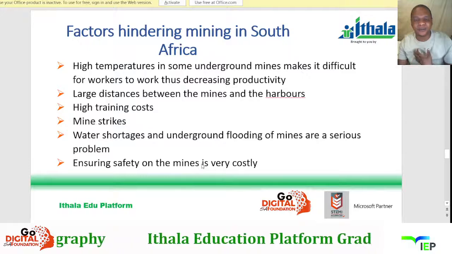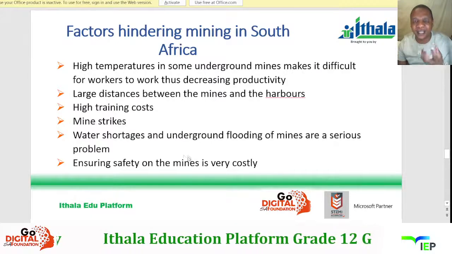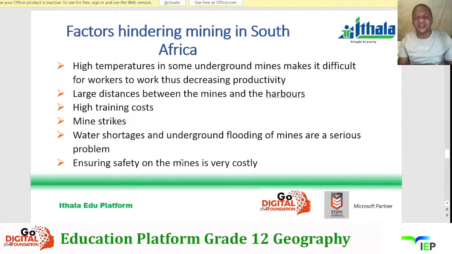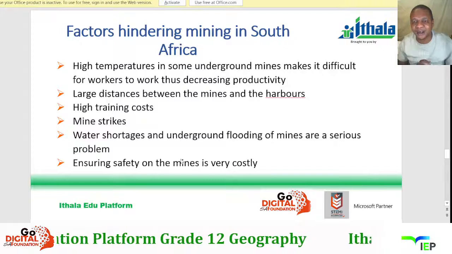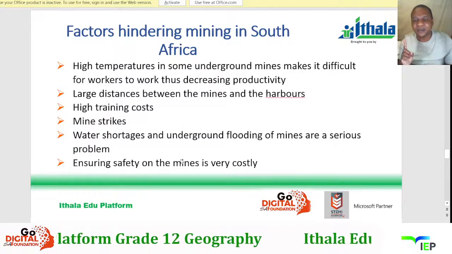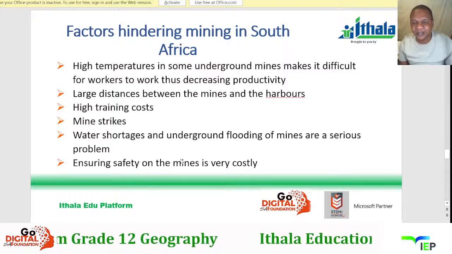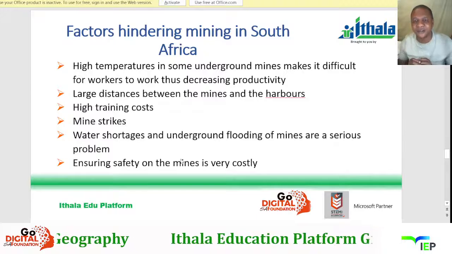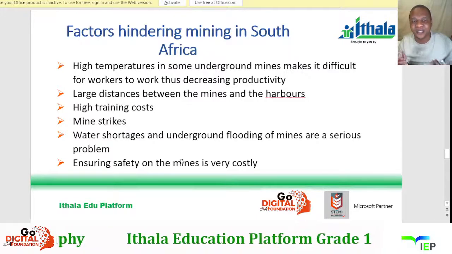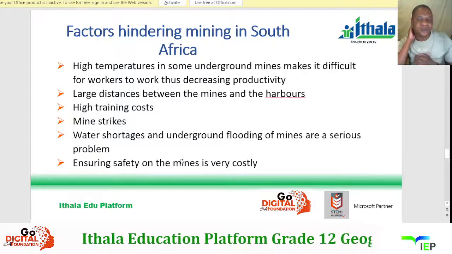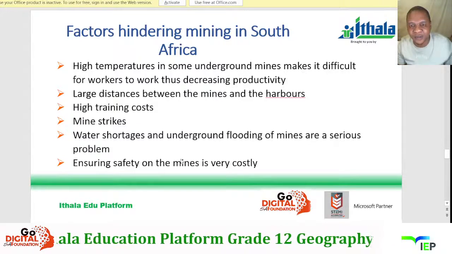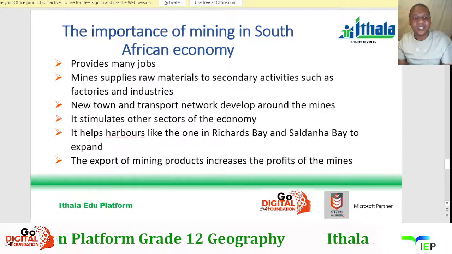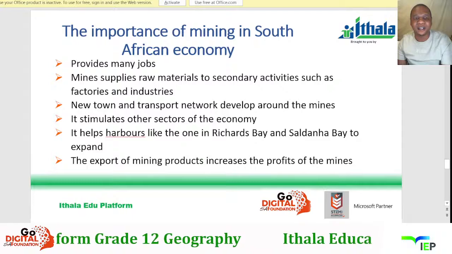So it's either supporting the tunnels so that the mine does not collapse, or the general safety of the workers, since the priority is very expensive to maintain. So you must also get the skill from overseas markets on how to practice those safety measures in the mines. All right, let's look at the importance of mining in South Africa.